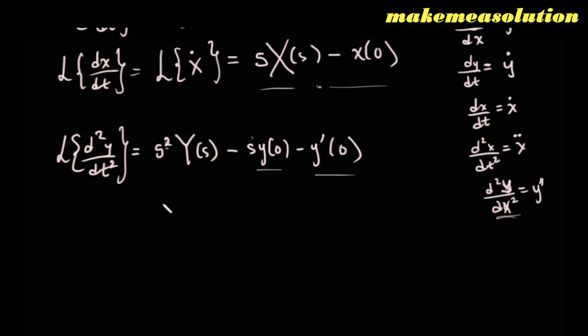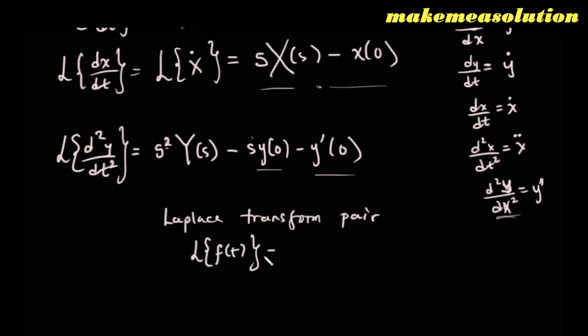Someone might still be asking, what exactly is this capital letter Y of s? Well, you must have heard of something called a Laplace transform pair. In mathematics, when we take the Laplace transform of a small letter f of t, for instance, we usually arrive at a capital letter F of s. So we say that f of t is a Laplace transform pair with F of s. That's how we usually call it a Laplace transform pair.